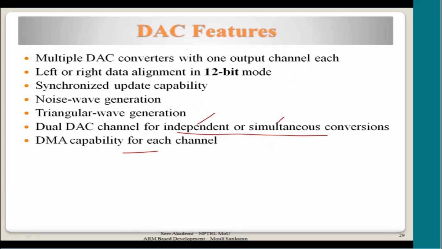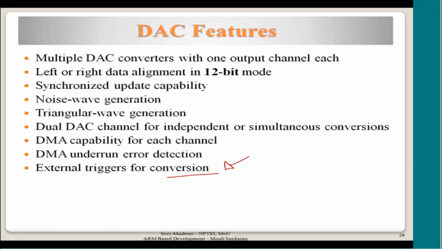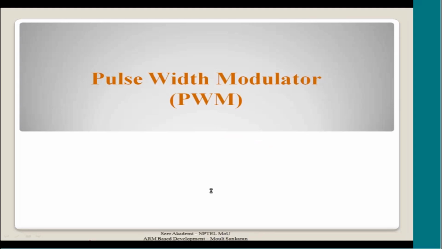And DMA capability, similar to what I said for the ADC. And underrun error detection, so there could be a possibility that the signal goes below the threshold values. External triggers for conversion: some event happens and then you do a DAC conversion. The input voltage reference could be DAC. So this is about DAC.